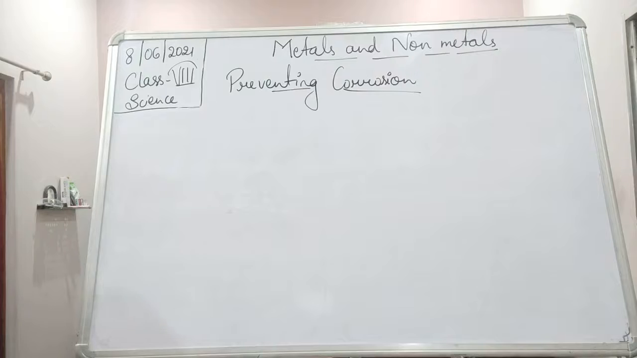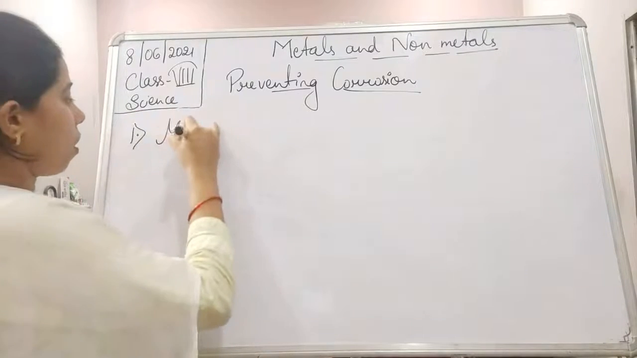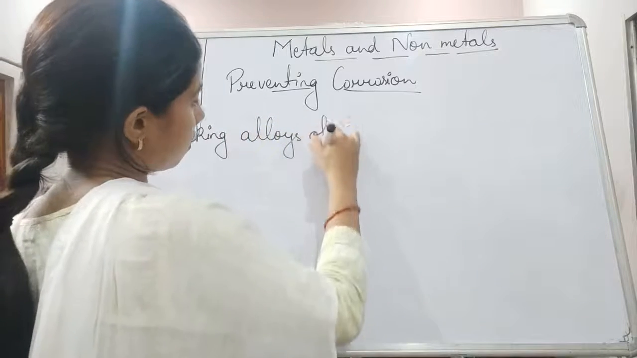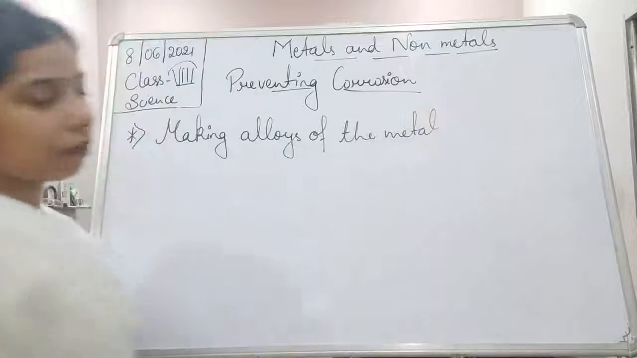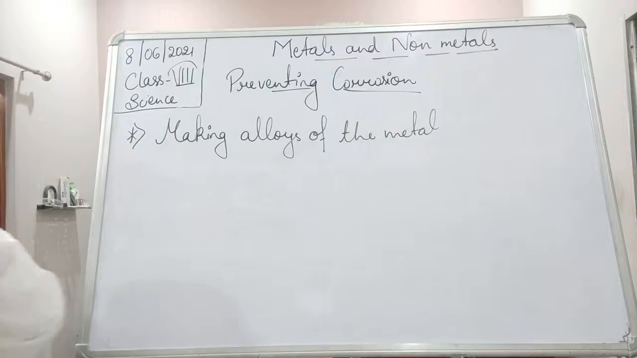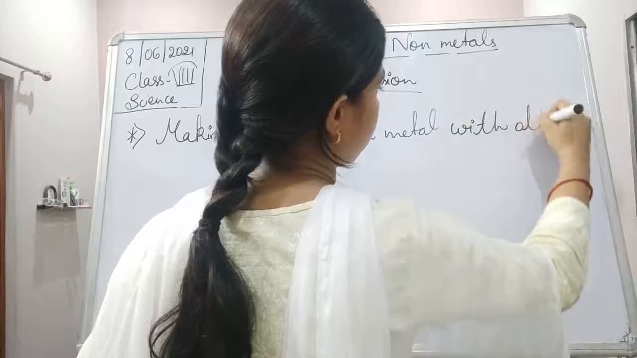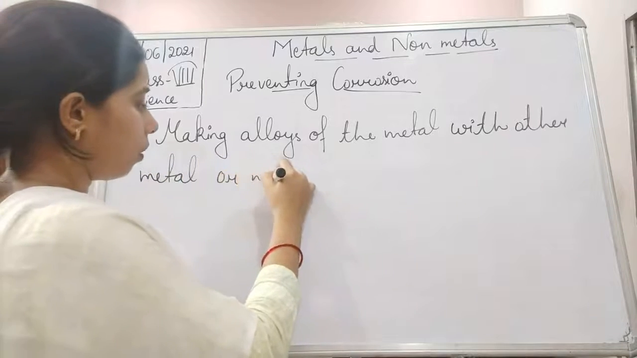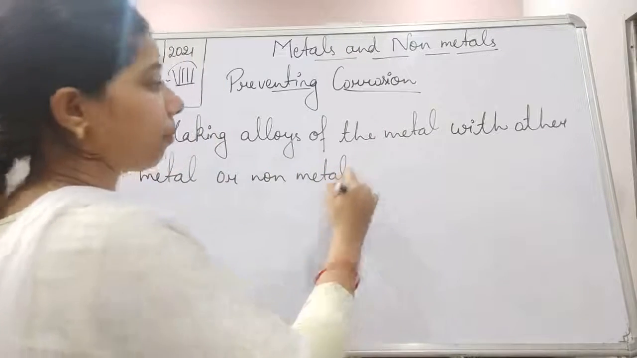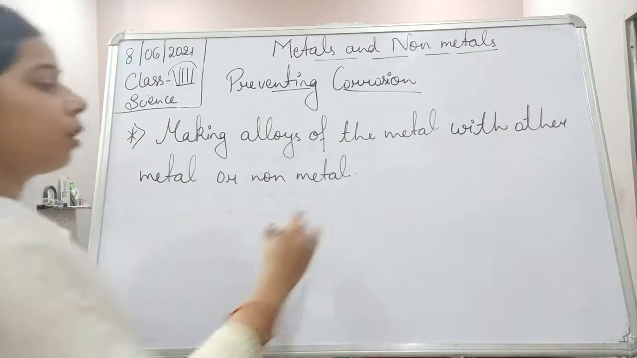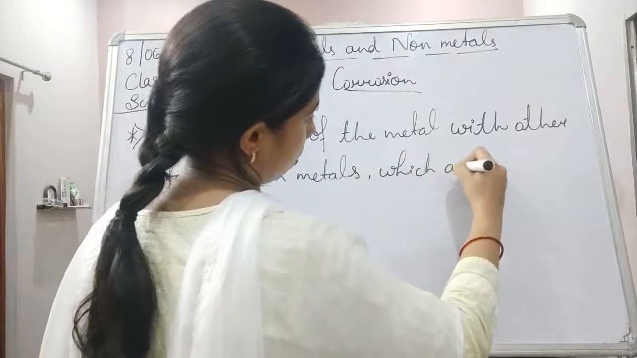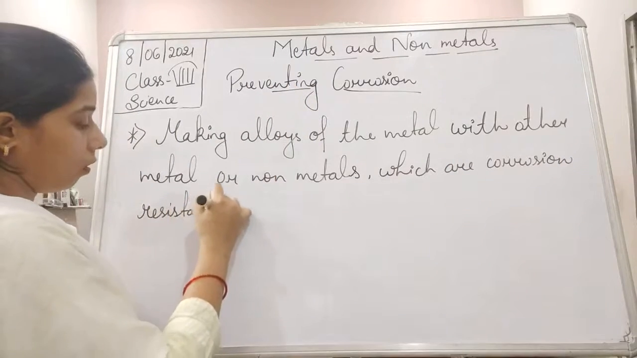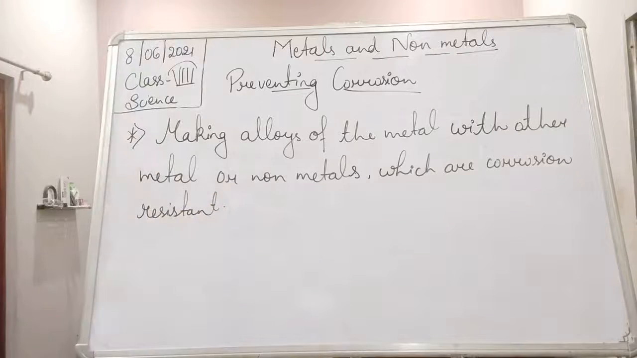The second one is making alloys of the metal with other metals or non-metals which are corrosion resistant. We will discuss alloys, students, later on.